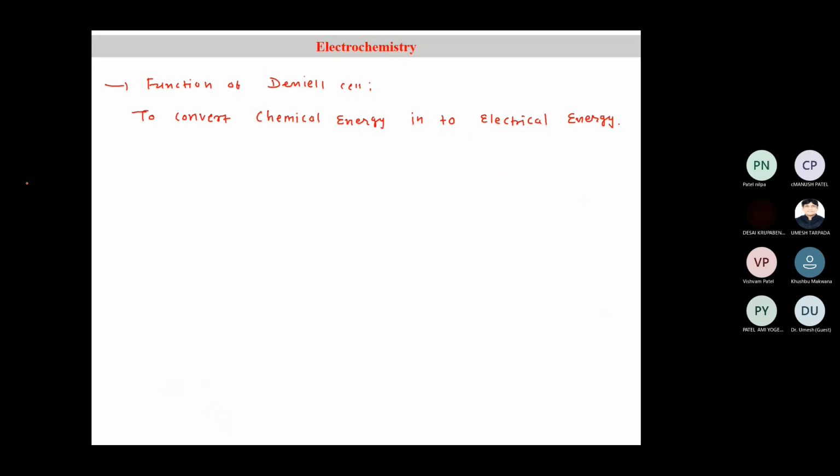The important function of the Daniell cell is to convert chemical energy into electrical energy. Chemical energy is converted to electrical energy.